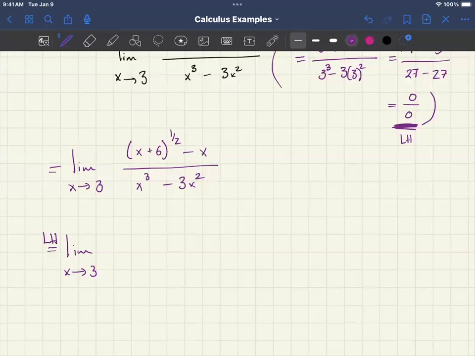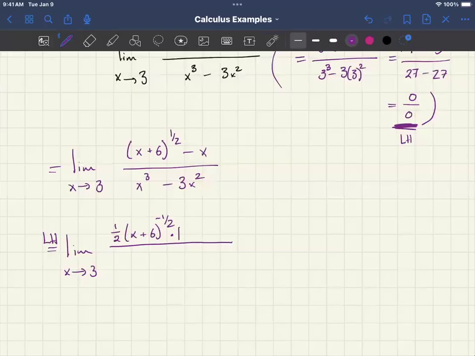Our limit stays the same. The only difference is we take the derivative of our numerator and the derivative of our denominator, and we're going to take those separately. So in our numerator, we're going to bring our power down and subtract 1 to get our new power. But of course, since we have more than just a plain old x in here, we're actually going to have to multiply by the derivative of the inside because we're looking at a chain rule there. The derivative of the inside, derivative of x is 1, and the derivative of 6 is 0 because any constant goes to 0 when we take its derivative.